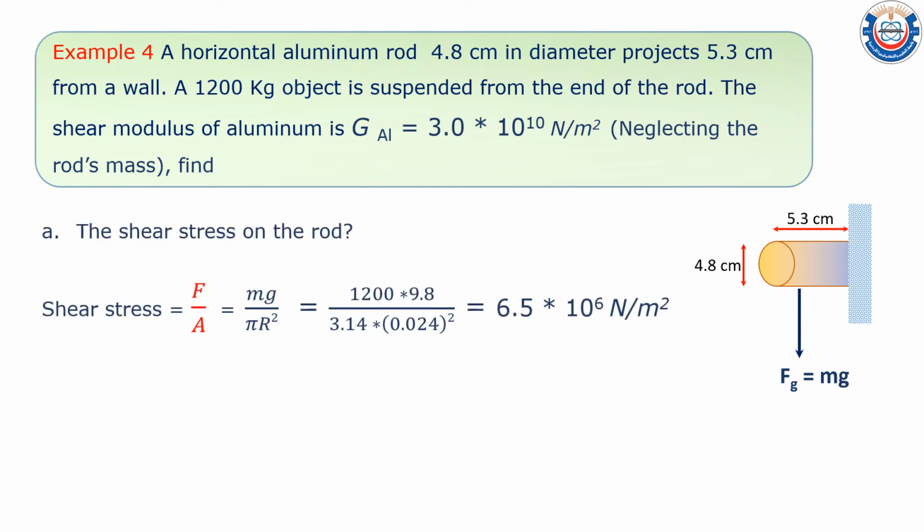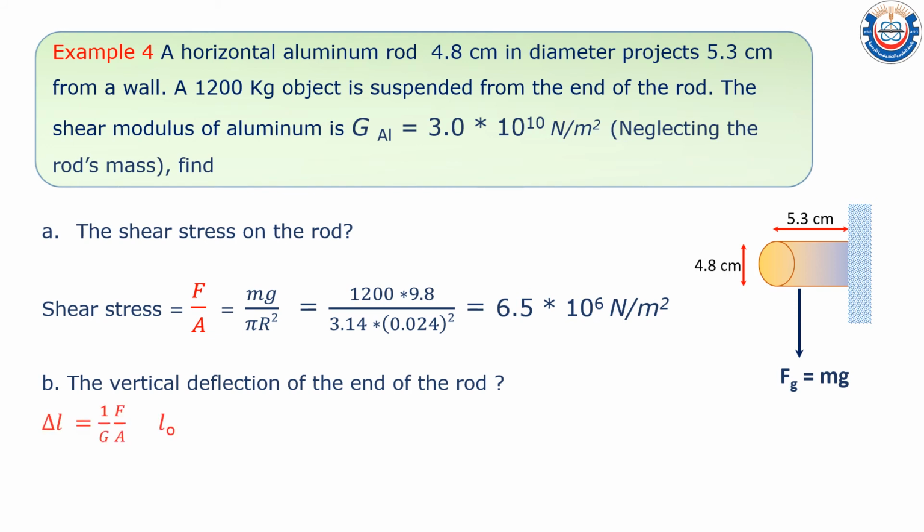We know that the shear stress is force divided by the cross-sectional area, and the force here is the external force which arises from the force of gravity of the object, which has mass 1200 kilograms. And then we can calculate the shear stress, which is equal to 6.5 times 10 to the power 6 Newton per meter square. Then the vertical deflection of the end of the rod, which represents the delta L.